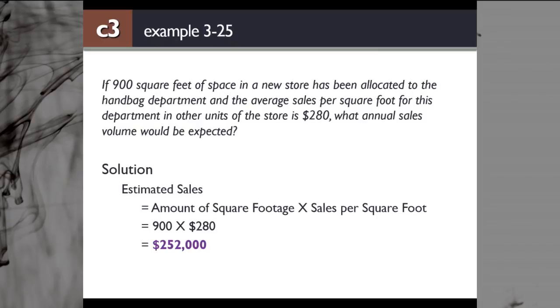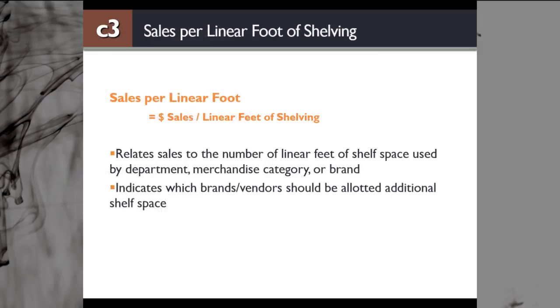$252,000. So now you also learn how to calculate the estimated sales, because it's also important for you to predict the sales for the next year based on the size of the store and the selling space. And we're going to talk about another concept based on space productivity: sales per linear foot. This is related to the sales to the number of linear feet of the shelf space.